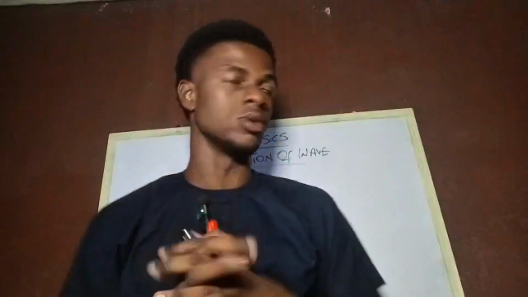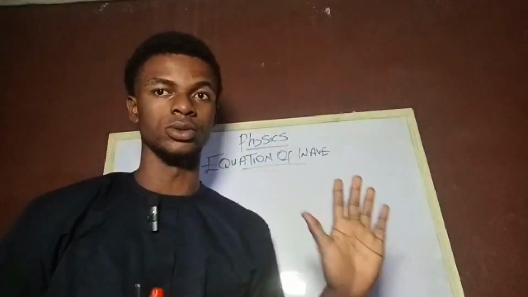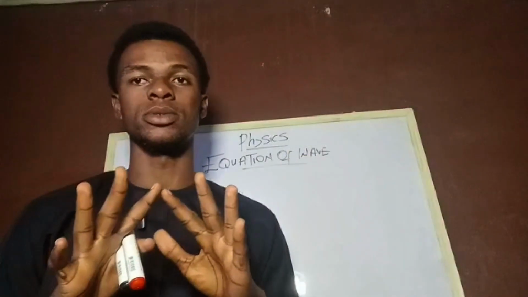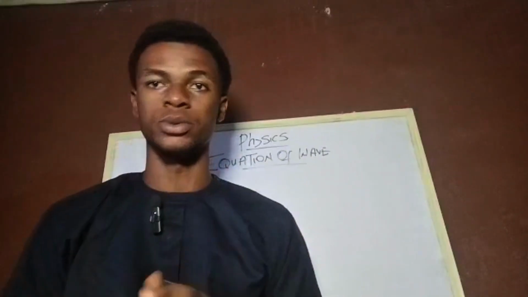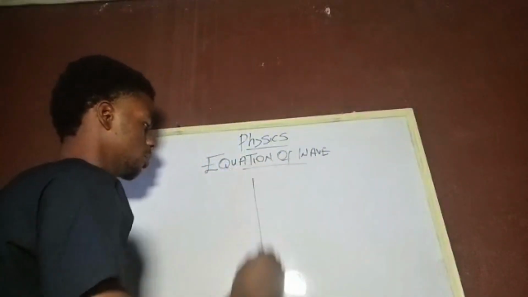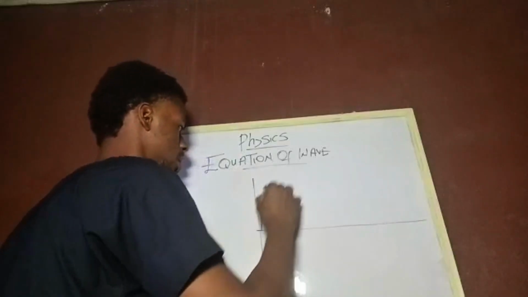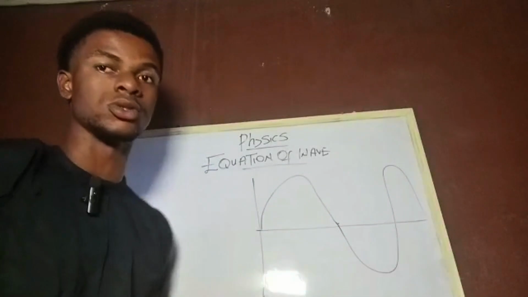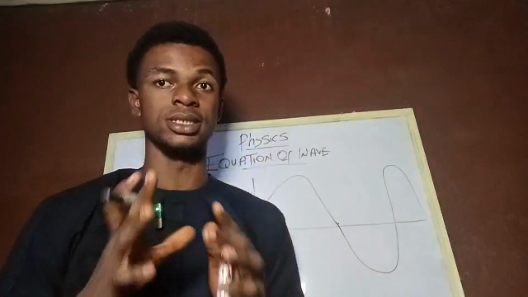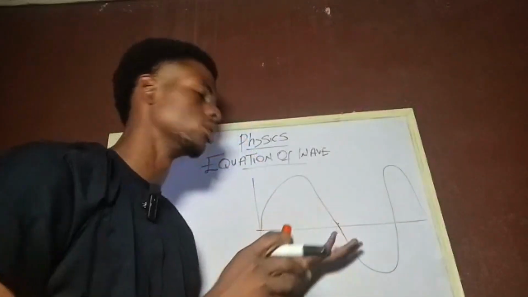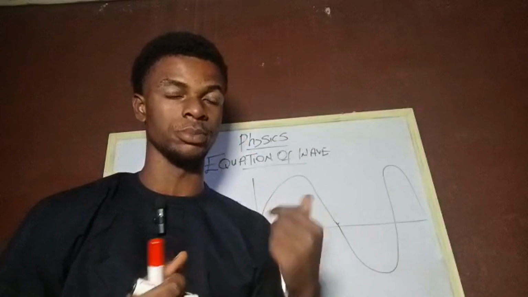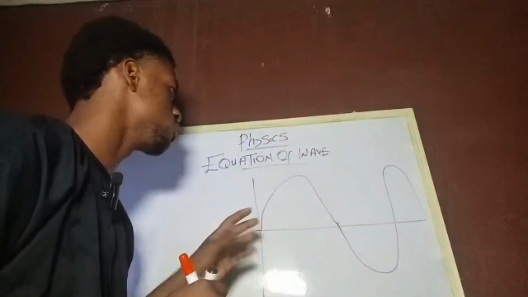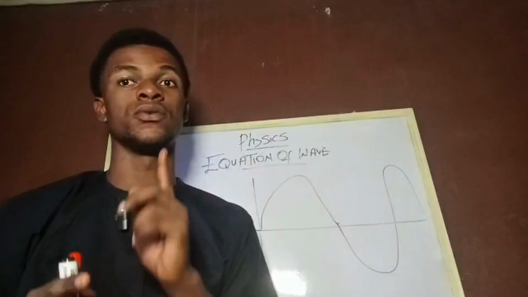Now in today's video, we'll be looking at the equation of a wave in physics. In my other video, I talked about waves and the wave profiles. So if you have not checked it, you can check the video I did on this wave profile before looking at this one, because I've done a lot of explanation in that video. Now in today's video, we're looking at the equation of a wave.